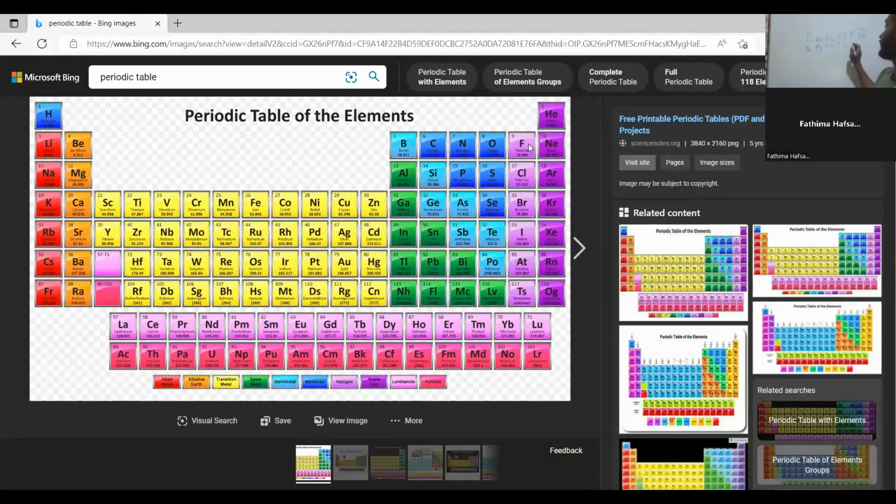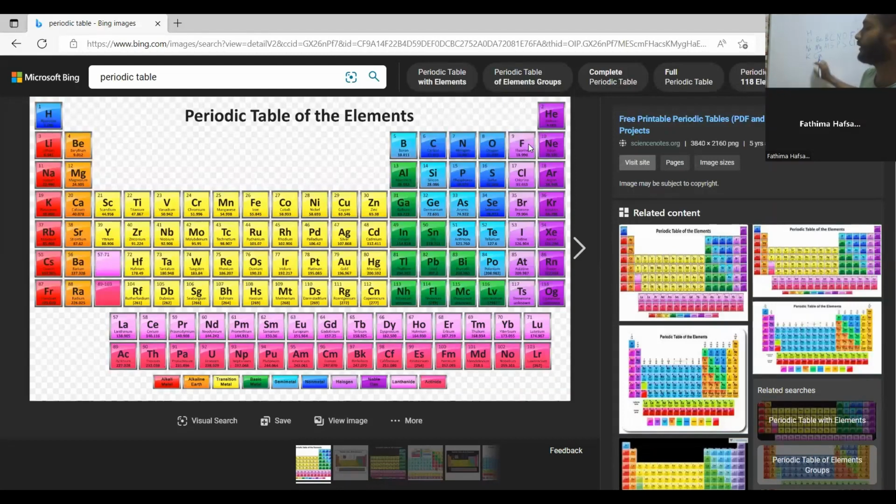Sulfur. Right, very good. Next one, Cl. Chlorine. Yeah, chlorine. Next one, Ar. Argon. Very good. Next one, K. Potassium. Right, very good. Can you please tell the 20th one? Calcium. Okay, what's the symbol of that? Ca. Right, very good. Ca.